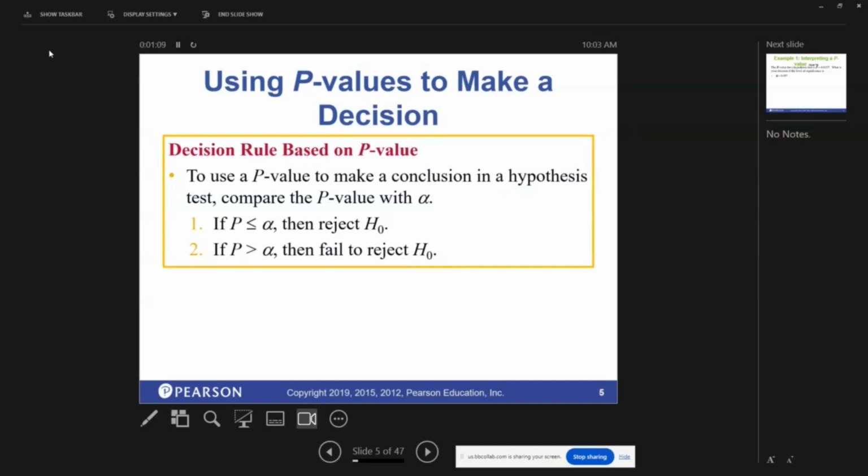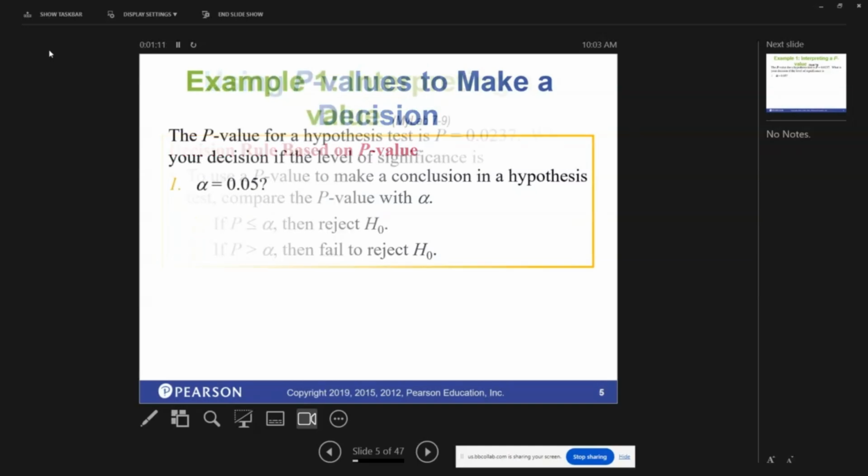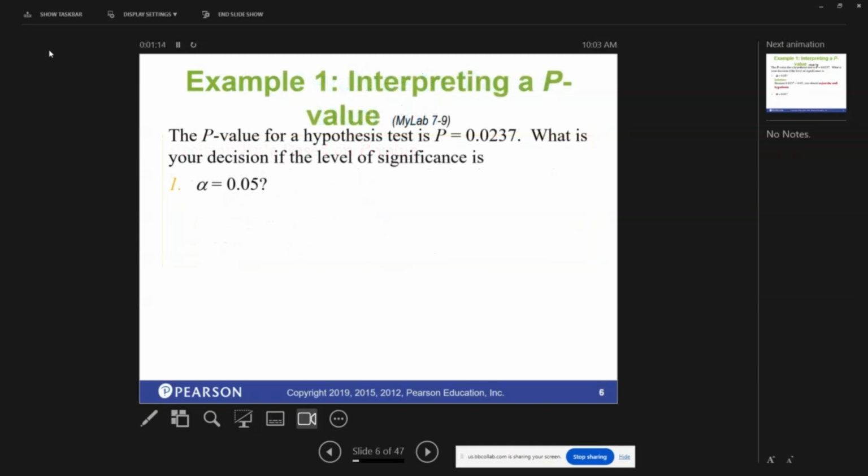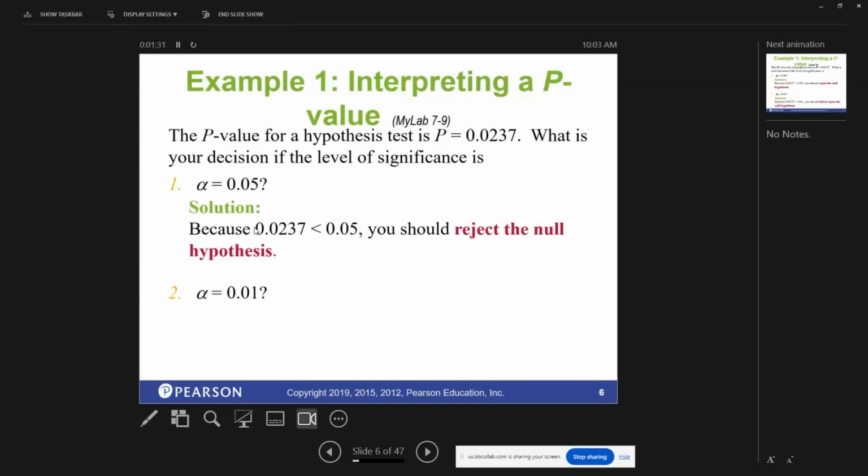So here's how we will apply that. In this first example, the p-value for a hypothesis test is p equals 0.0237. What is your decision if the level of significance is alpha equals 0.05? So we're going to compare p and alpha. P was 0.0237, alpha is 0.05, so p is less than alpha. So that means we should reject the null hypothesis.